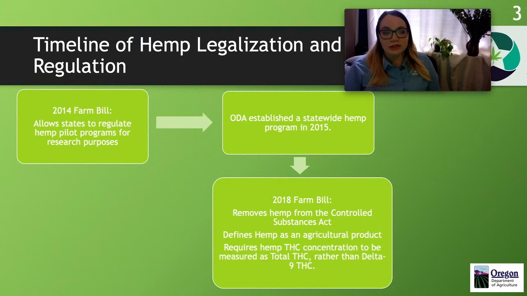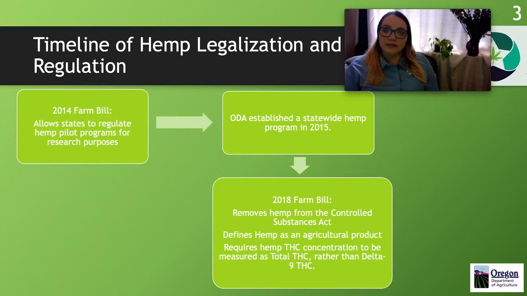In 2014, the Farm Bill allowed states to regulate hemp pilot programs strictly for research purposes. That led to ODA establishing a statewide hemp program in 2015, and in 2018, the Farm Bill removed hemp from the Controlled Substances Act and defined hemp as an agricultural product. This led to a lot of excitement about hemp, and it also led to a lot of interest as well.